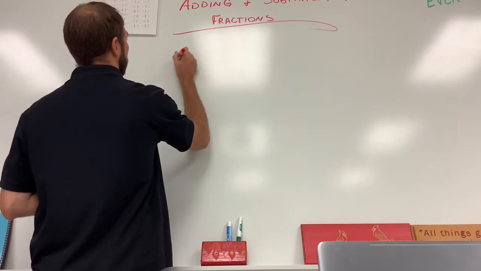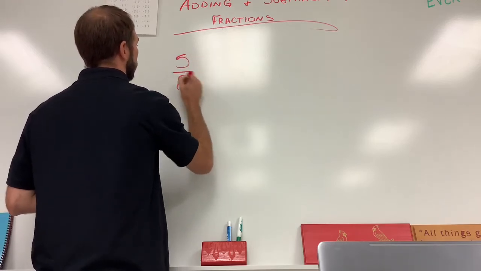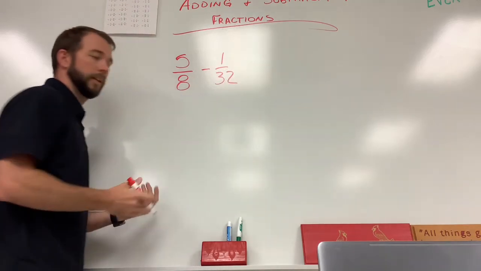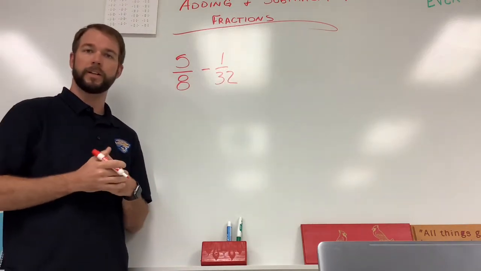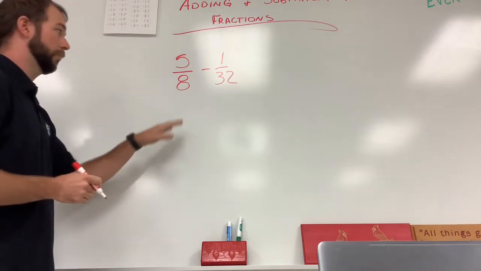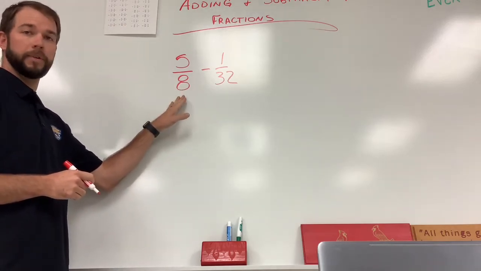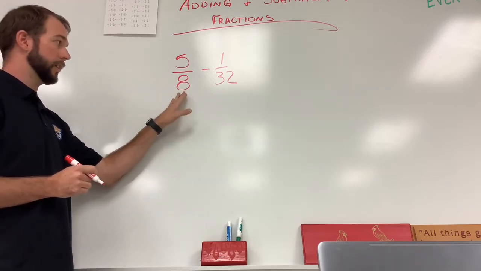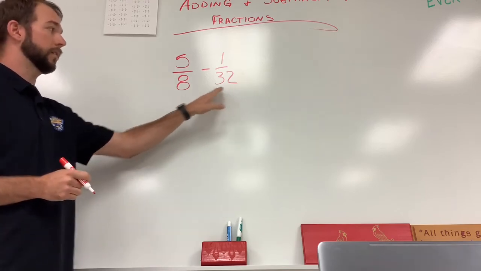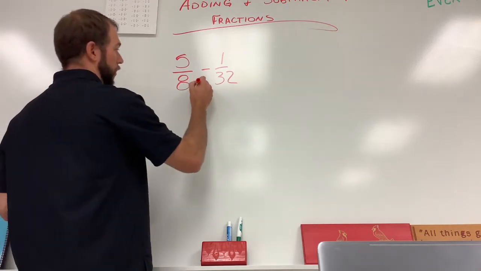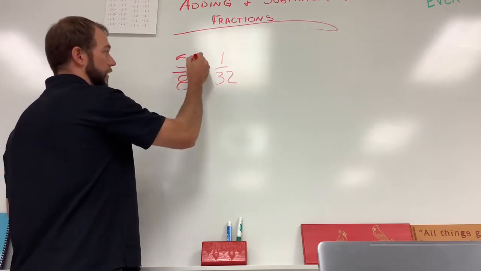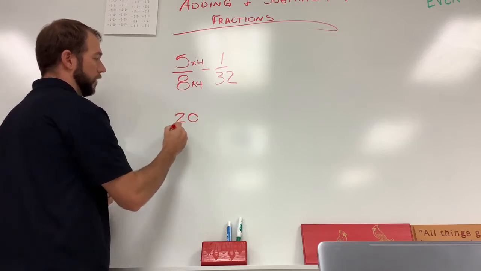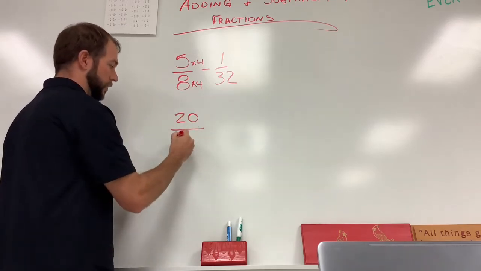Let's take 5 over 8 minus 1 over 32. Now the process to do this is exactly the same. We need to find a common denominator first. So we're going to do the same process. The bottom number that's smaller needs to be turned into the bottom number that's larger. So what are we going to do to this 8 to make it a 32? 8 goes into 32 4 times. So we're going to multiply by 4. We've got to do the same thing to the top. Okay, so we have 5 times 4. That gives us 20. 8 times 4 we know gives us 32.